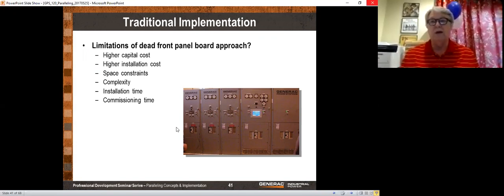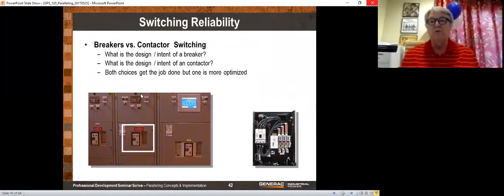What are the limitations of that? Higher capital cost, higher installation costs, space constraints, complexity, installation time, and commissioning time. Now, we typically try to use contactors rather than breakers when we can, because breakers are intended to protect circuits from overcurrent. Contactors are meant to close and open a lot of times. So if you have a motor starter, you tend to want to use a contactor in that motor starter, and upstream of the contactor is going to be a breaker to protect the wiring or a fuse switch, and we use the same thing in our generators by using a contactor where we can.